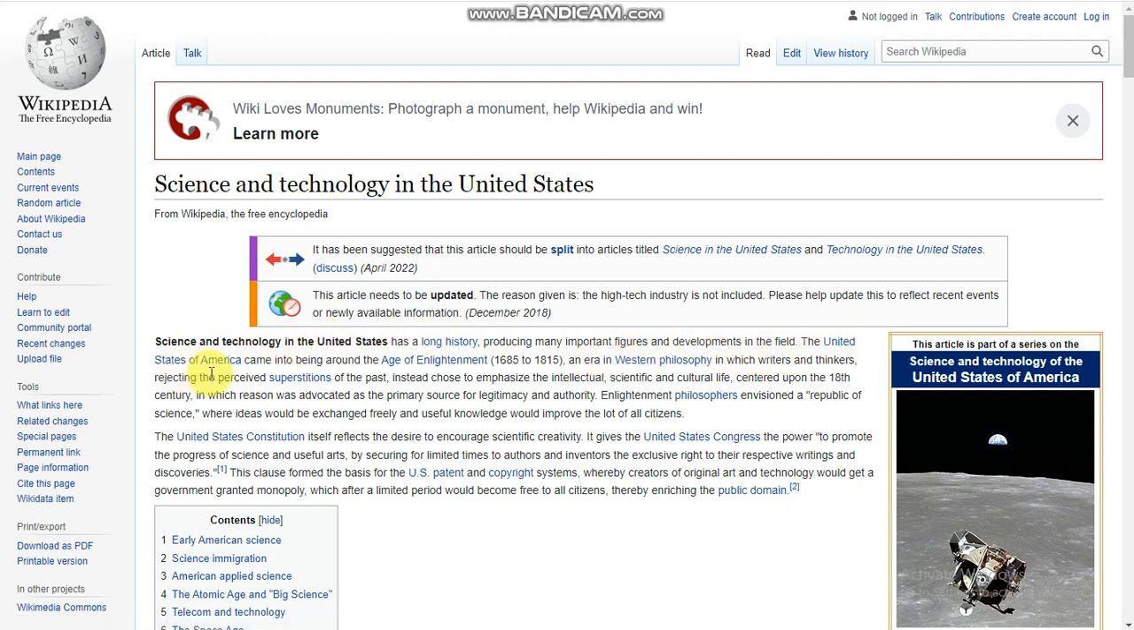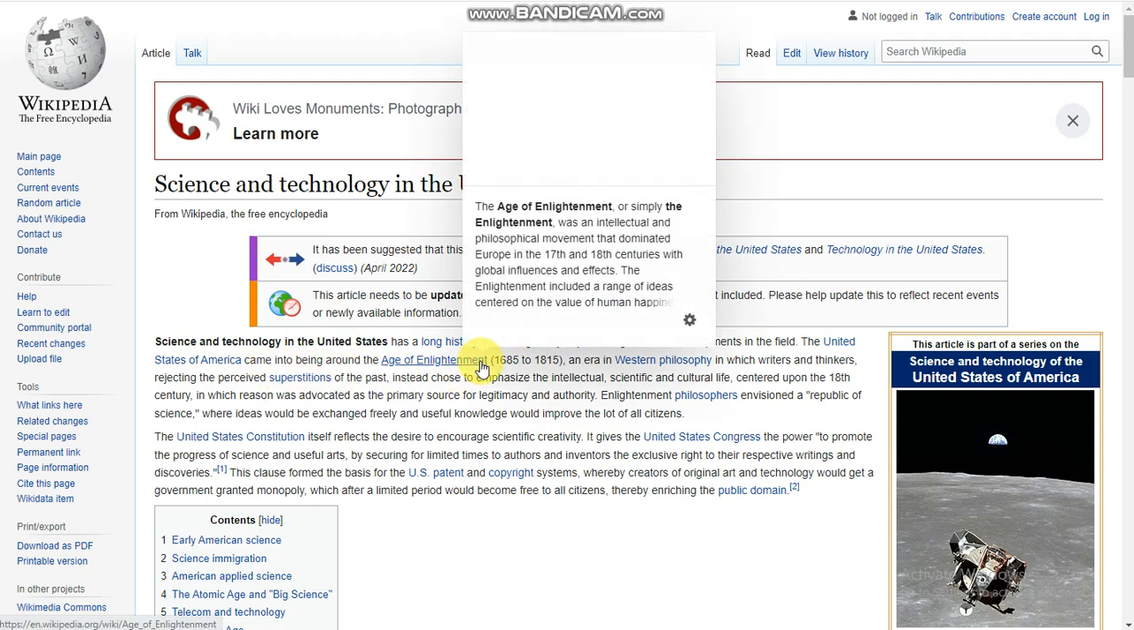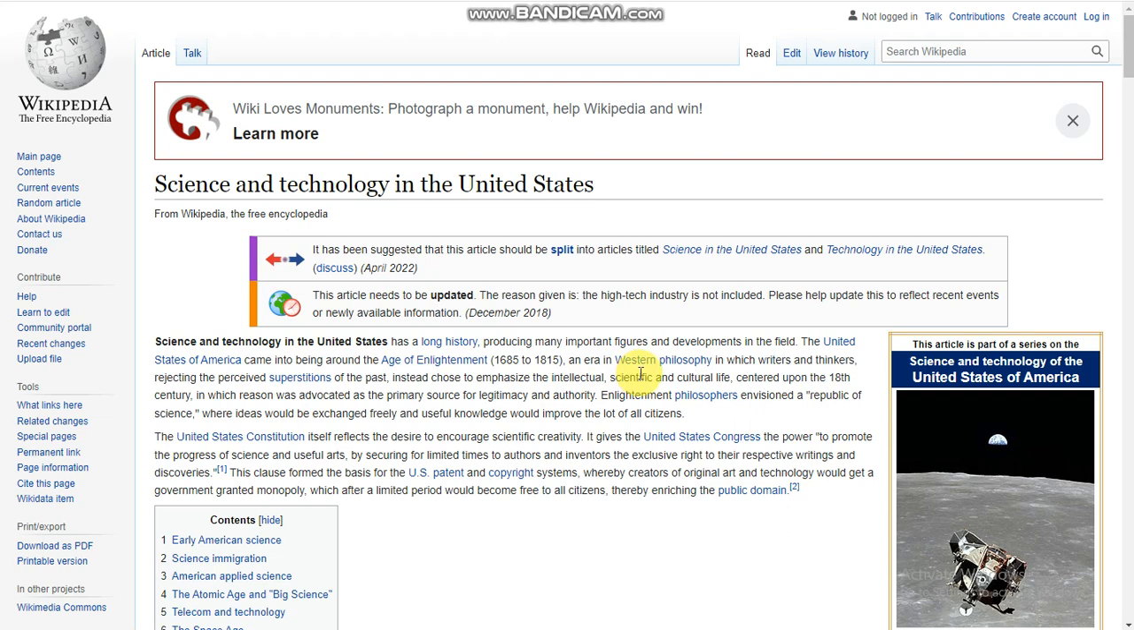The United States of America came into being around the age of Enlightenment, an era in Western philosophy in which writers and thinkers, rejecting the superstition of the past, instead chose to emphasize that intellectual, scientific, and cultural life centered upon the 18th century, in which reason was advocated as the primary source of legitimacy and authority.